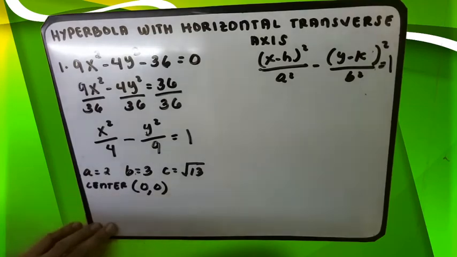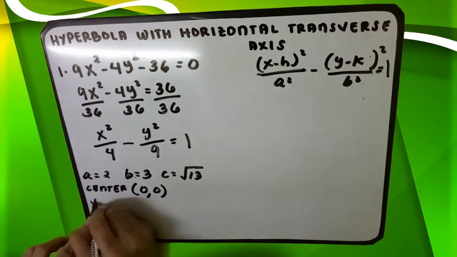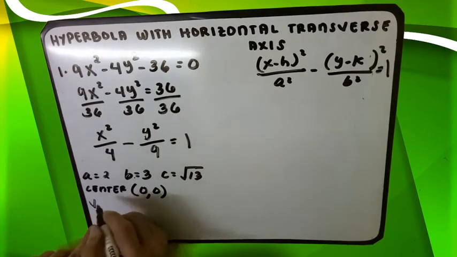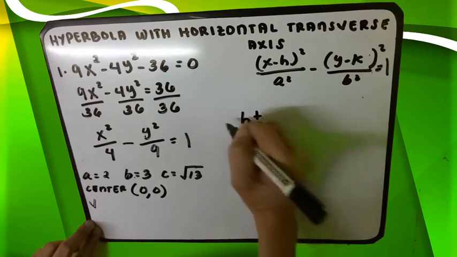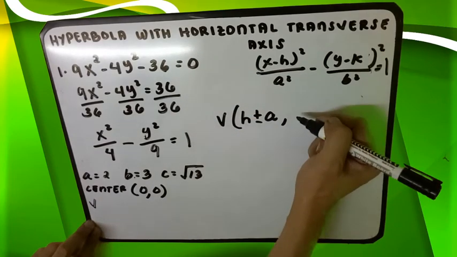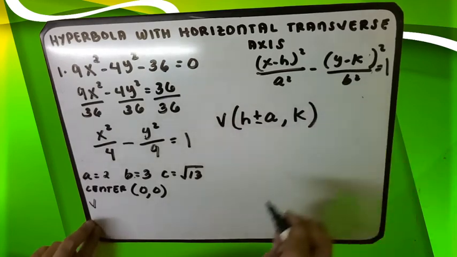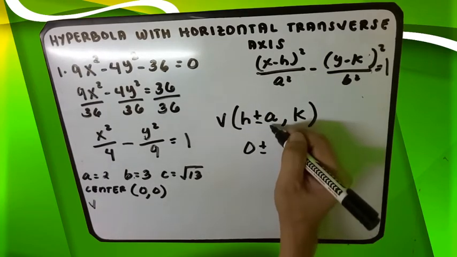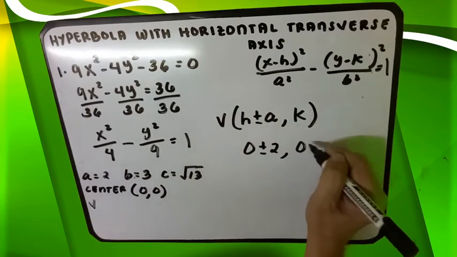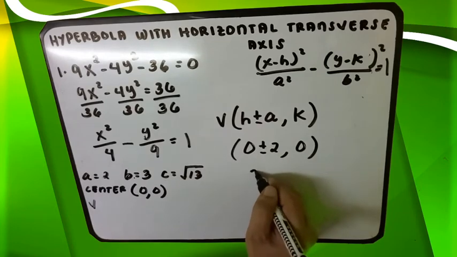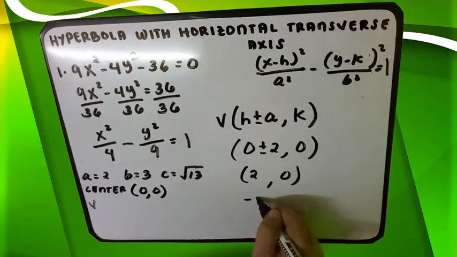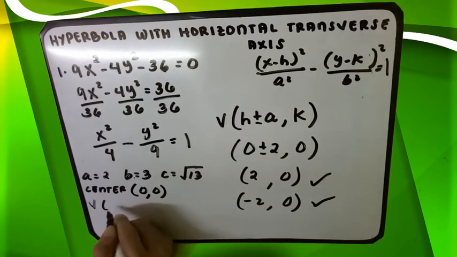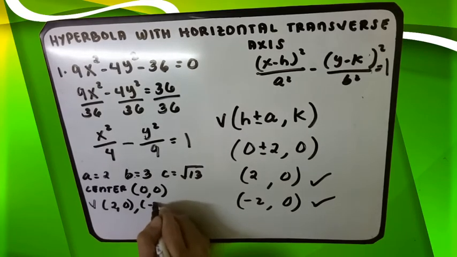Next, vertices. V na lang, wala naman siyang kaparehas na. For the vertices, that is h plus minus a and k. So, ano ba yung h natin? Kanina, sabi natin h is 0. Plus minus, ang a natin is 2. Ang k natin is 0. So, paghihiwalayin lang natin, 0 plus 2 is 2, and then the other one is 0 minus 2. Yung isa naman ay negative 2 and 0. So, ito ngayon yung vertices natin. So, vertices is 2, 0, and negative 2, 0.